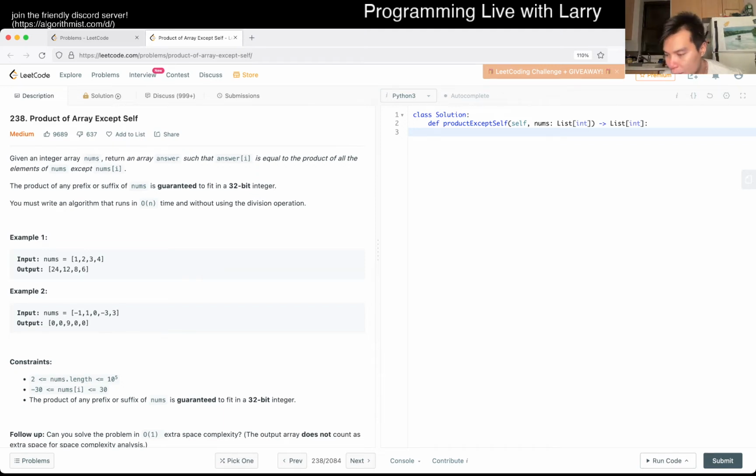If we're able to keep track of where the zeros are, then you can break it down to a couple of cases, right? If there's one zero, then that's the only number you care about. If there are two zeros, then every answer is going to be zero. And if there are no zeros, then you just have what we talked about, where you get the product of every number and then just divide out the current number. So let's do it that way. Let's just count zeros as you go.